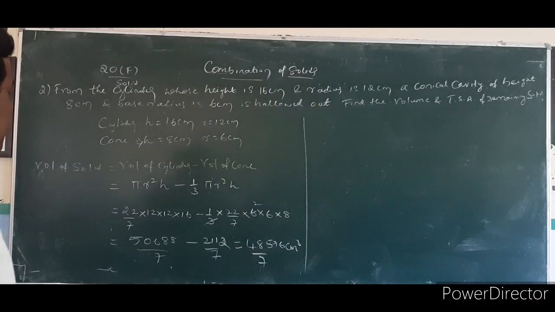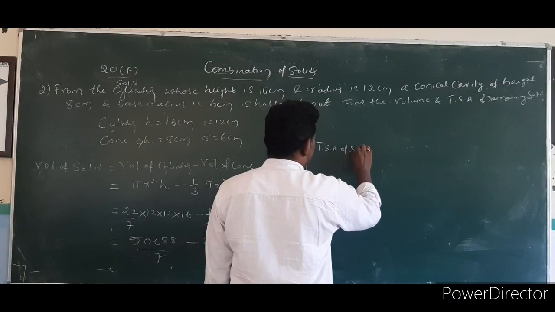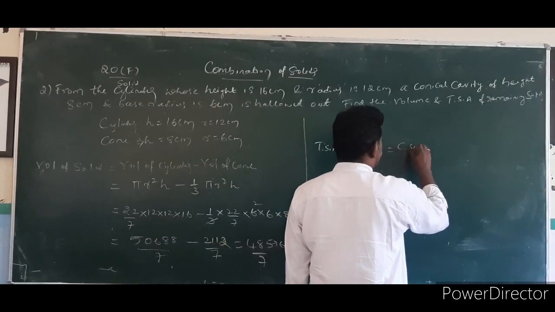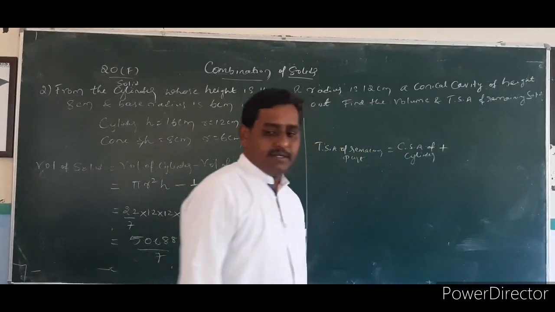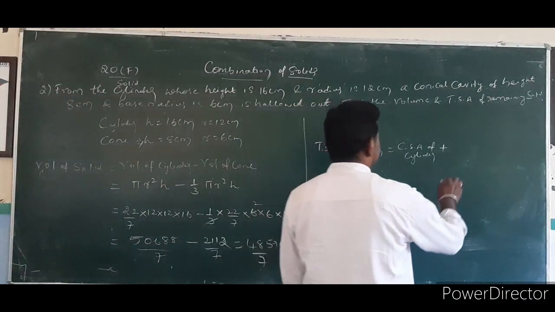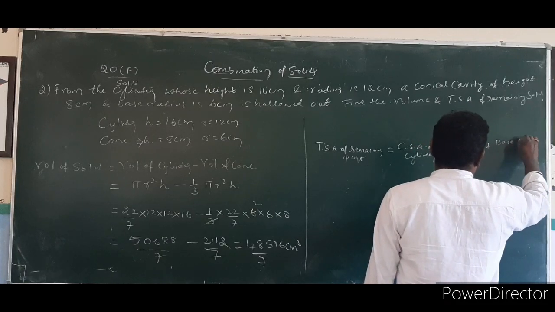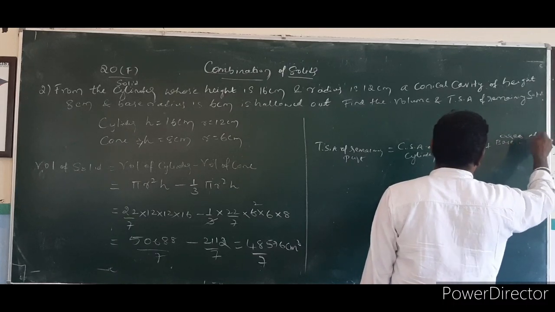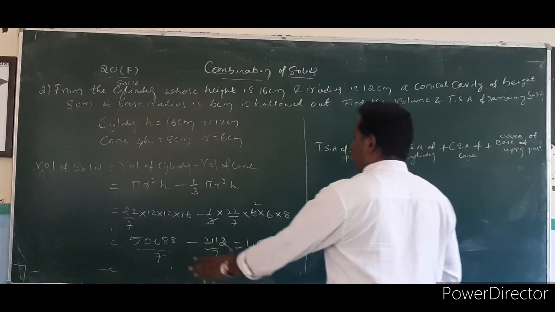If you want to find the total surface area, TSA of the remaining part means CSA of cylinder plus CSA of cone plus the base area of the upper part, because the lower part we are not doing.